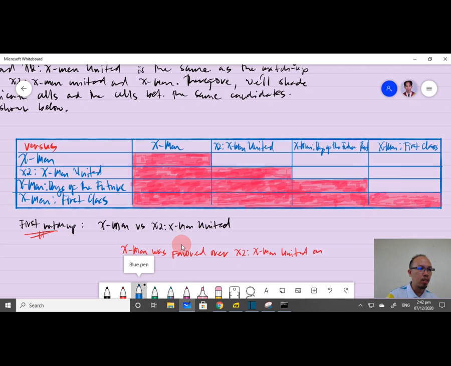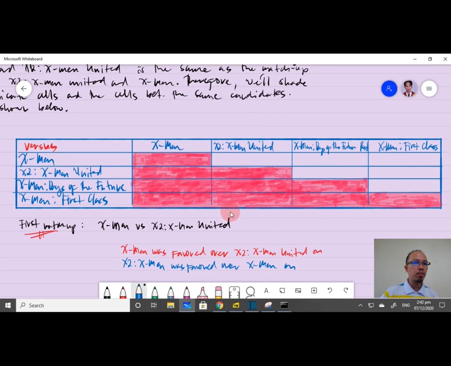I think this blue. Okay, we have here X2 X-Men was favored over X-Men. So what do we mean by this red color here? X-Men was favored over X2 X-Men United.